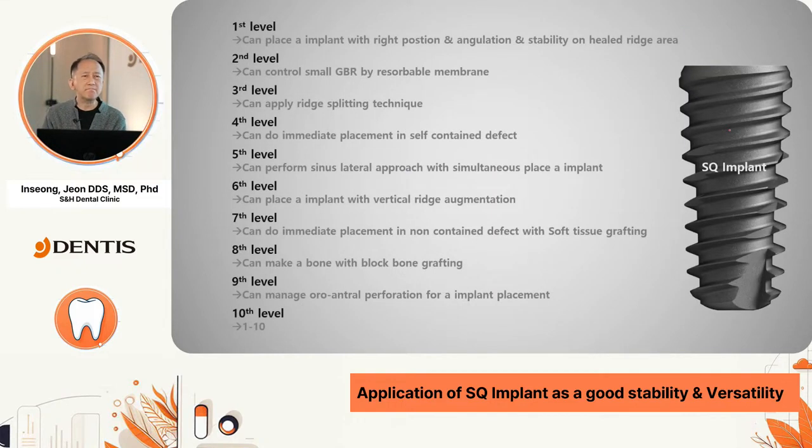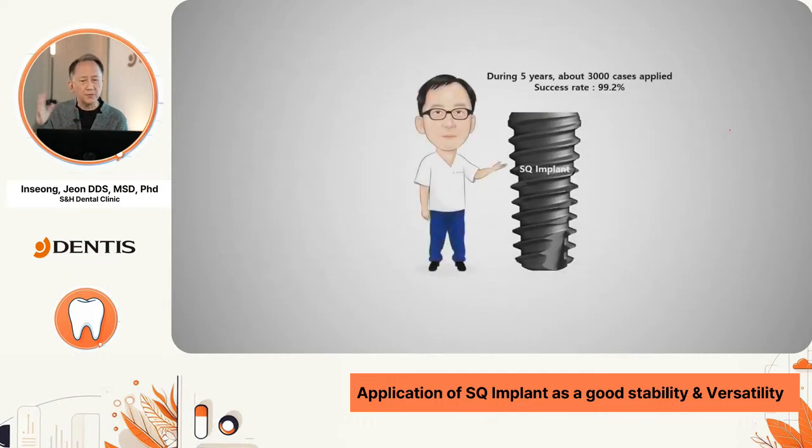So I think surgery usually has 10 levels. We have to know our level of surgery. If you are at the second level, fifth level, or seventh level, we have to keep learning every time. We have to know our level of surgical skill, and then improve our surgical skill every time. In the last 5 years, I applied it in about 3,000 cases, with a success rate of 99%.